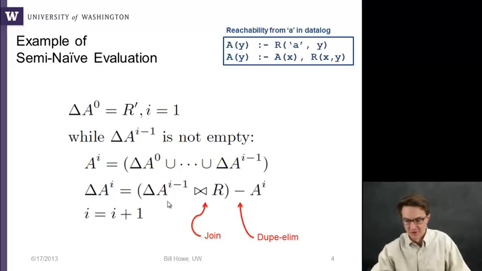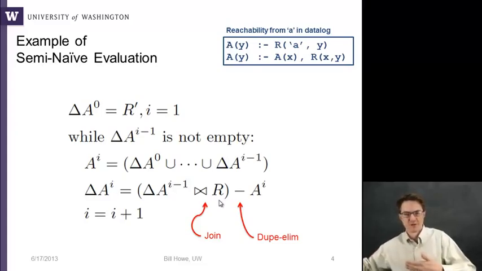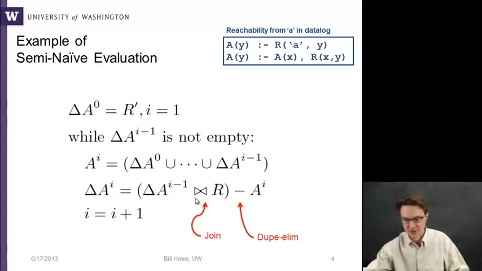Then delta A_i is the previous new results joined with the relation R. So this gives me one more generation, and I'm expressing this in the relational algebra notation of join. That's what we showed pictorially a moment ago. However, now what we also want to do is remove any duplicates. We want to subtract out anything we found in any previous generation at all.